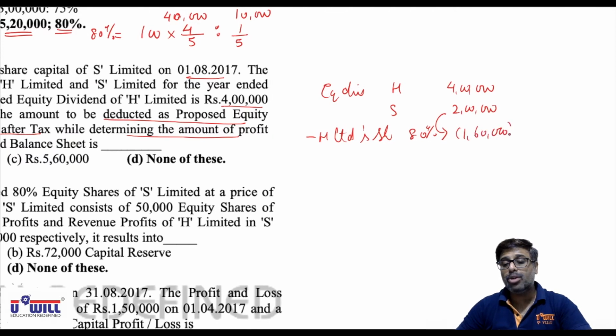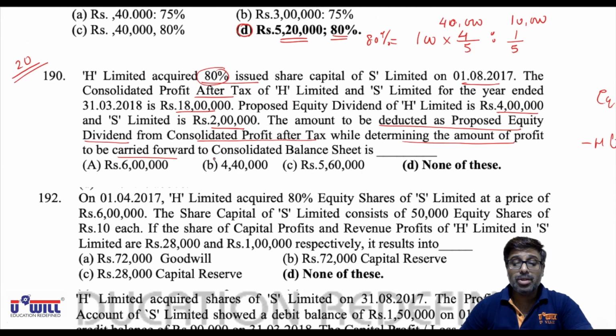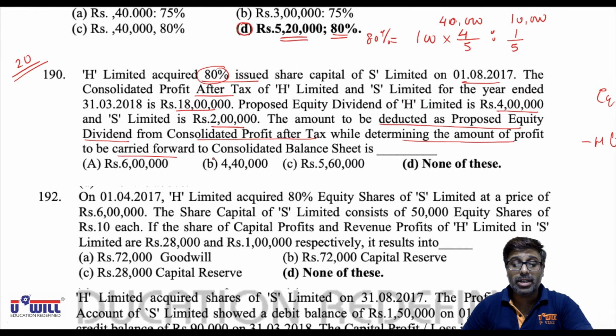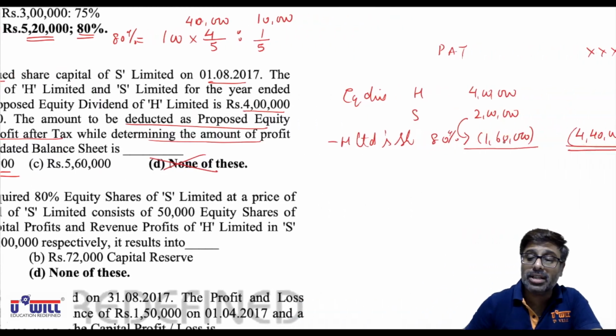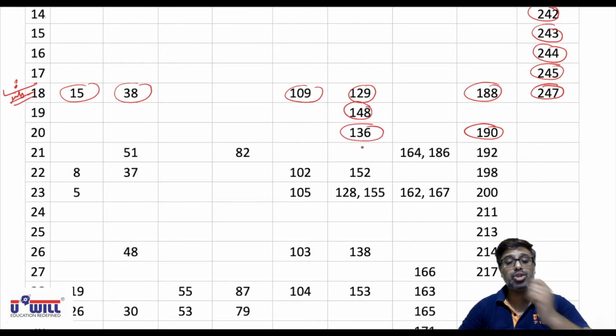So finally, what amount of equity dividend will be subtracted from profit after tax in the consolidated balance sheet? 6 lakhs minus 1,60,000, 4,40,000. This amount we will subtract from profit after tax in the second part to find the profit to be transferred to consolidated balance sheet. So answer should be 4,40,000. Make the correction. This is the correct answer. Not option D, none of these. 4,40,000 is the correct answer. So similar to question 190, all of you try 136 question on your own, or else you can take the screenshot, and similar to 190, you can try 136 later on.